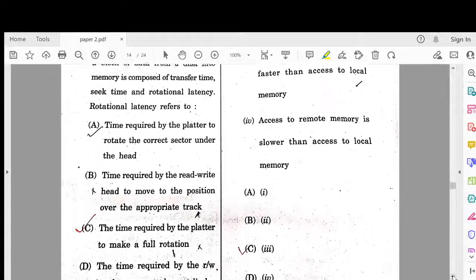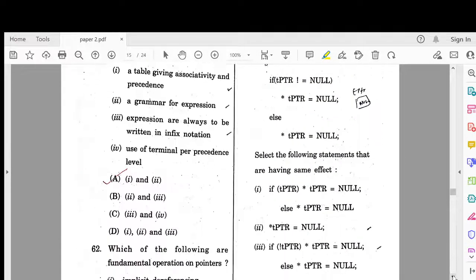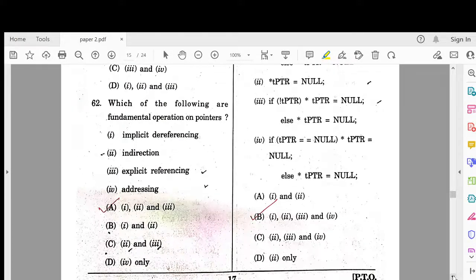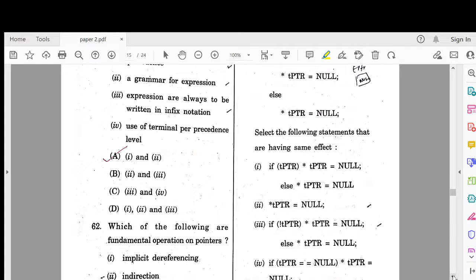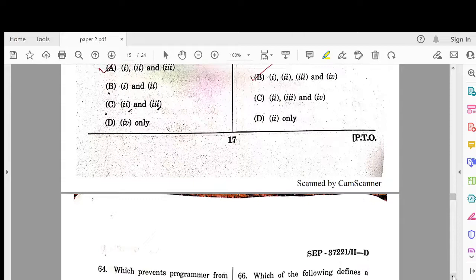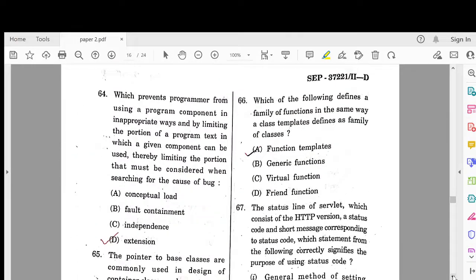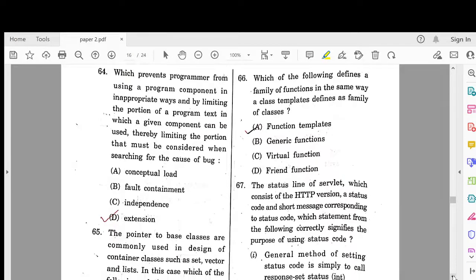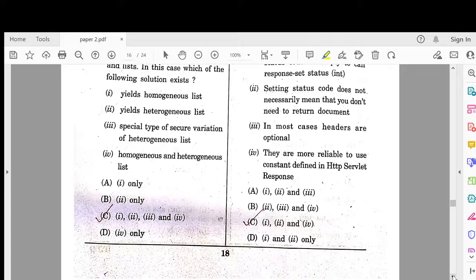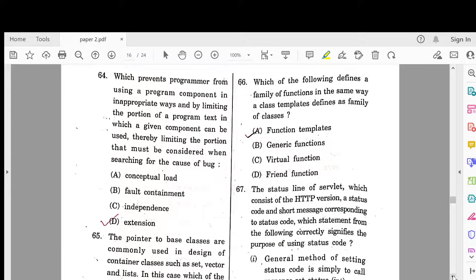Question number 60, option C, 3 is the correct answer. Question number 61, option A. 62, option A, 1, 2 and 3. Question number 63, option B. Question number 64, option D, extension. 65, option C. 66, function templates, option A.